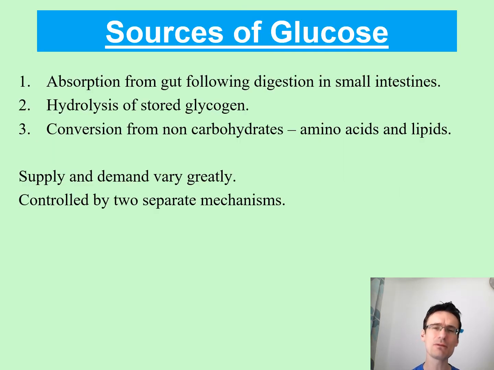So first of all, you need to understand, well, where do we get glucose from? So obviously glucose is absorbed from the gut, from the ileum in the small intestine. And then obviously you can break down glycogen in the liver or muscle cells, which is a hydrolysis reaction. And you can also do gluconeogenesis, which is when you turn other molecules like amino acids and lipids into glucose, which we'll look at over this lesson. But the supply and demand vary greatly, so we have to have control mechanisms in order to make sure our glucose levels are correct.